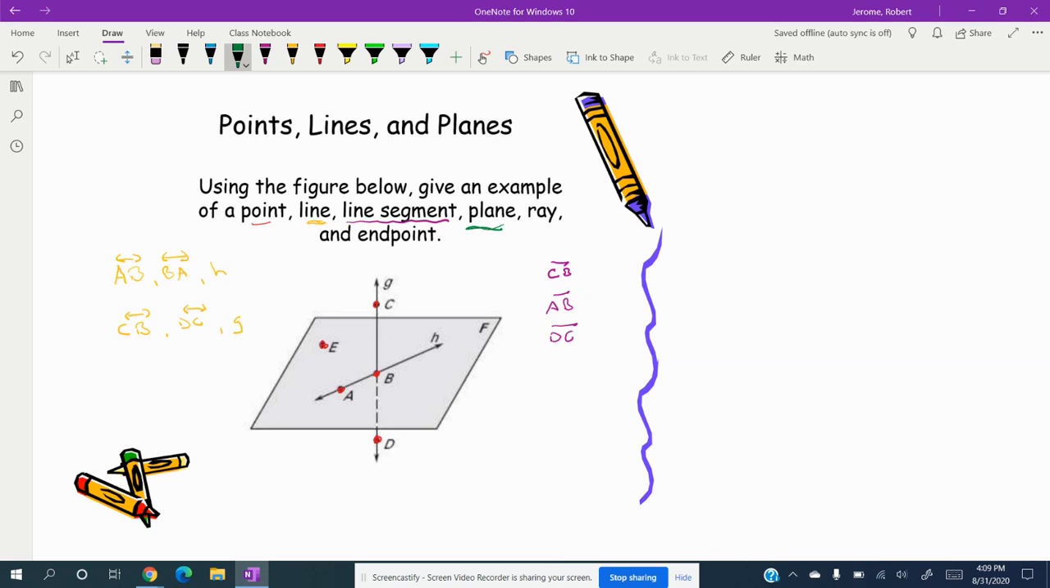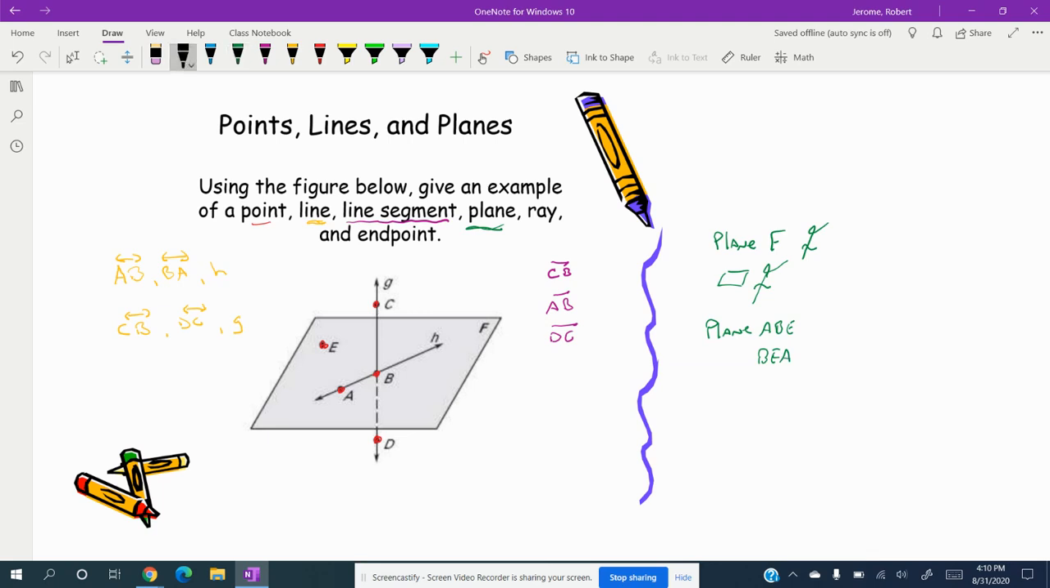The plane, well, the plane, we could say plane F. That should technically be a script F. We could say plane F, again using the little icon, or we can use 3 points that are not in a line but are on the plane. So look at that picture carefully and decide which points are on the plane and which ones are not on the plane. I see 3 that are on the plane, A, B, and E. And I can put those letters in any order. That does not matter.